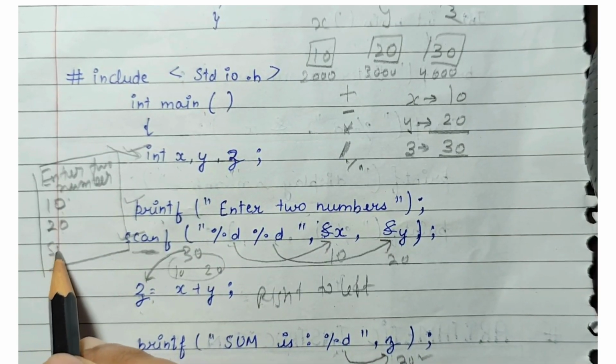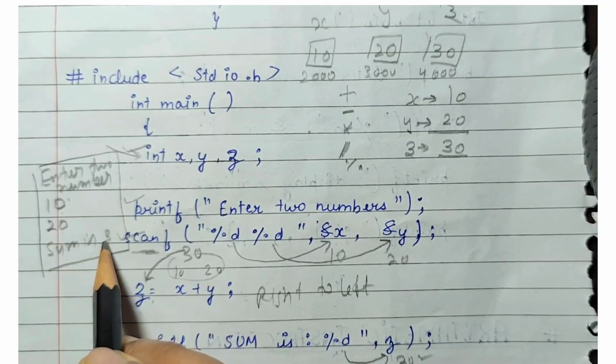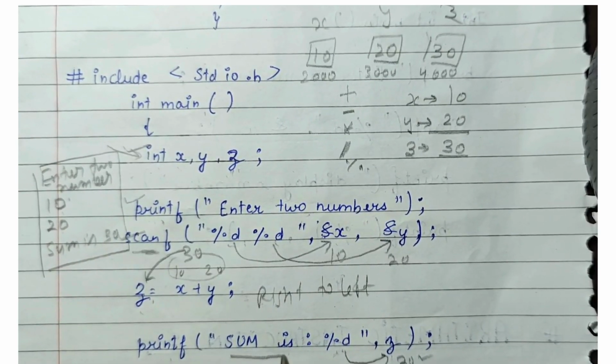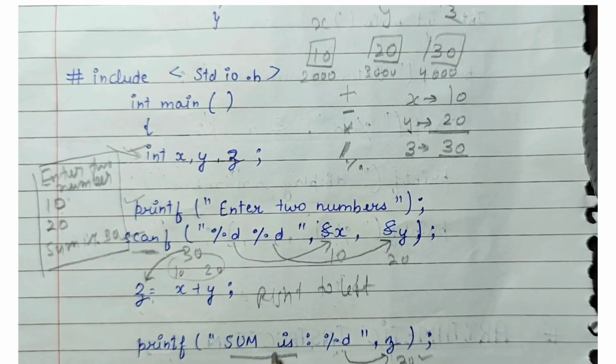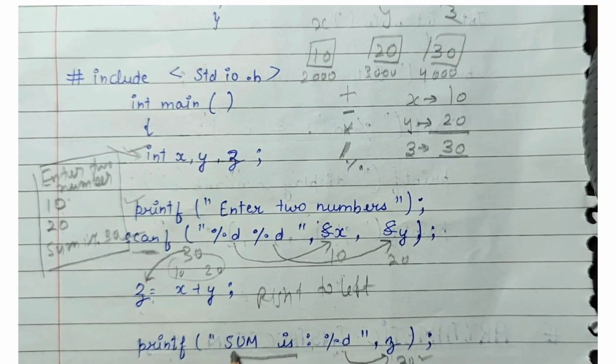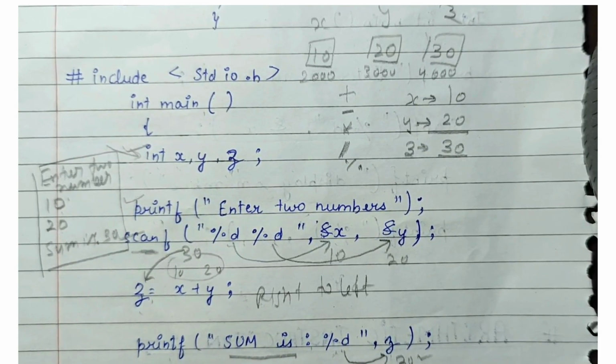Here what message will display? Here it will display "Sum is 30", because this is a text message. "Sum is:" - the colon also displays as such because the colon is included in the double quotes. Whatever message is included in double quotes will display as such on the output screen. After this, 30 will display.